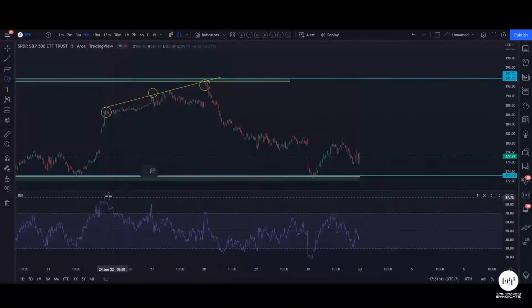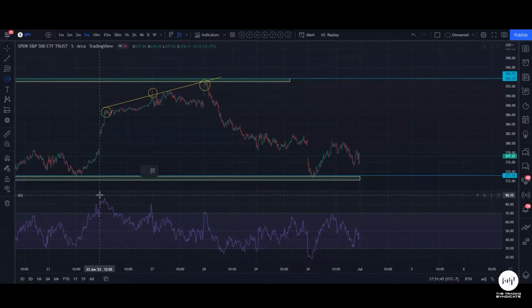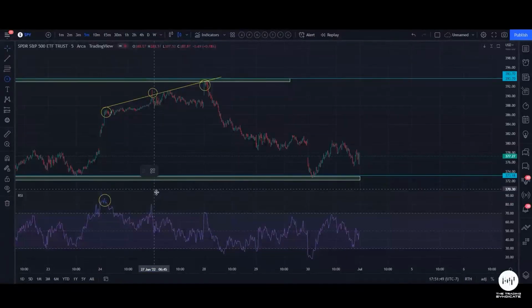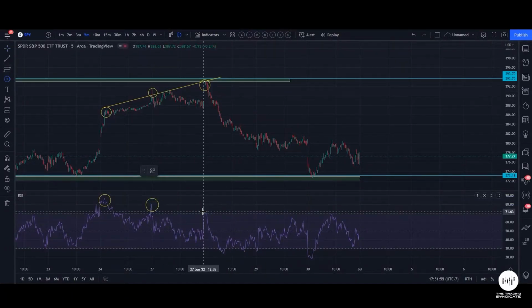On the other hand, if we look at the RSI and mark this out, we'll note that we have a high here. This time, the one that corresponds with the second high is actually a lower high on the RSI. And the third one that corresponds with the third high is another lower high on the RSI. Now, if we draw a trend line here, you'll notice that we're getting a downside move on the RSI while price is still increasing.